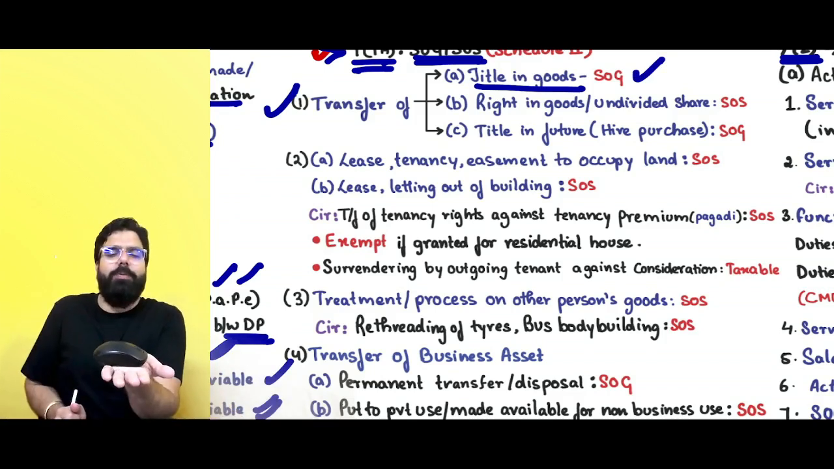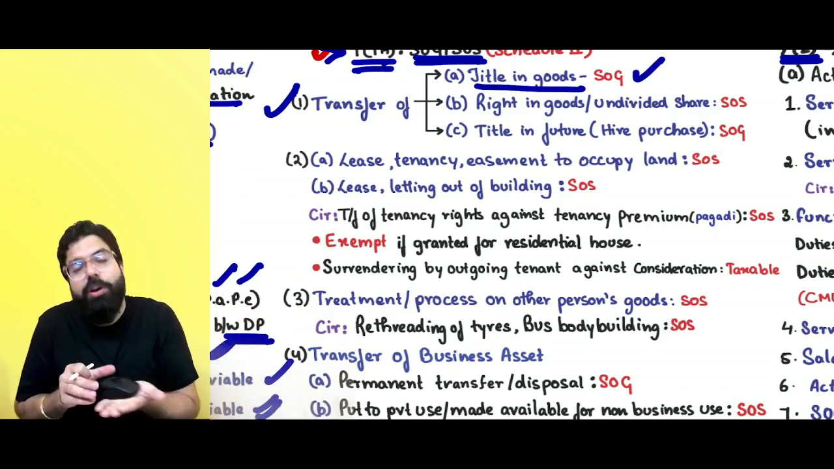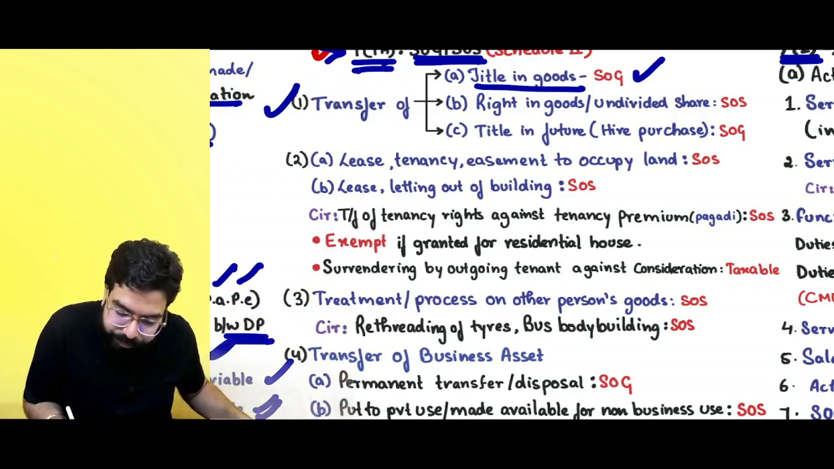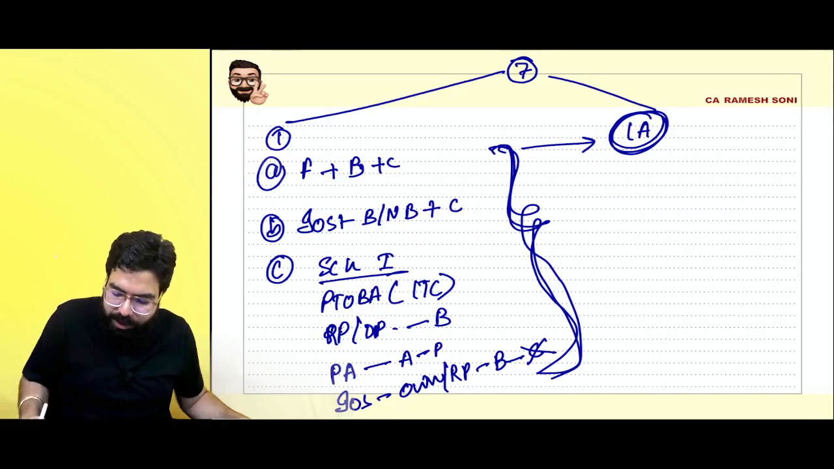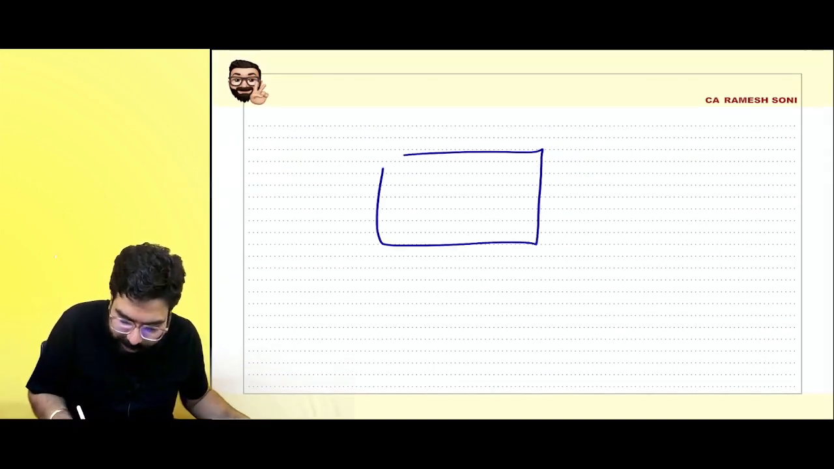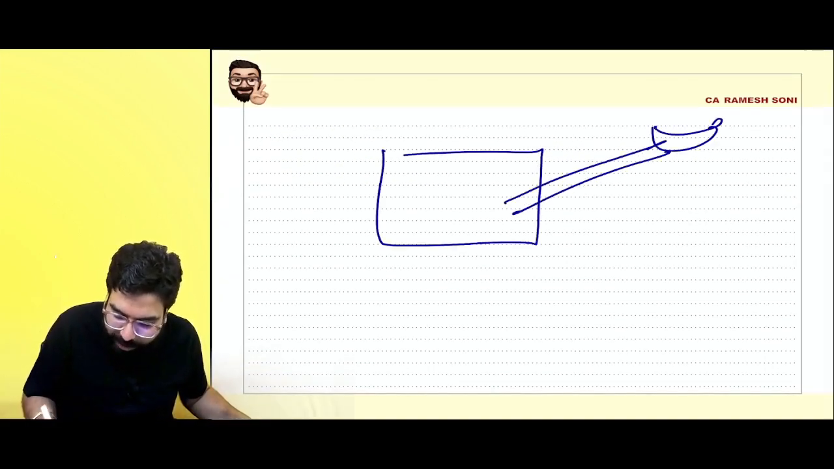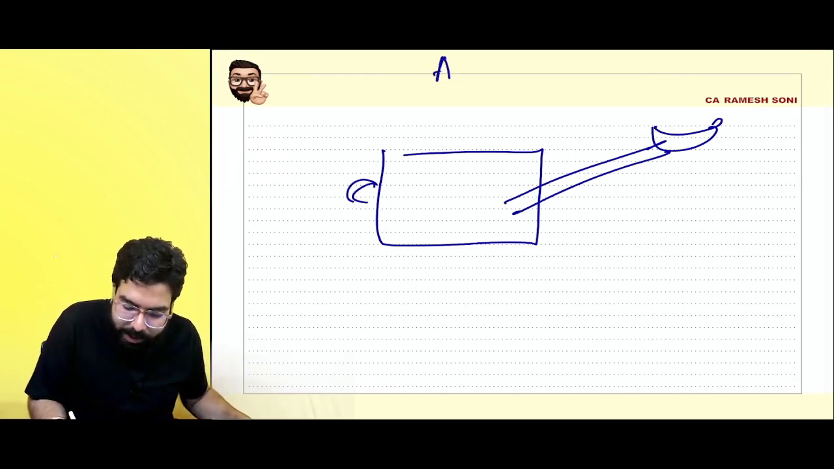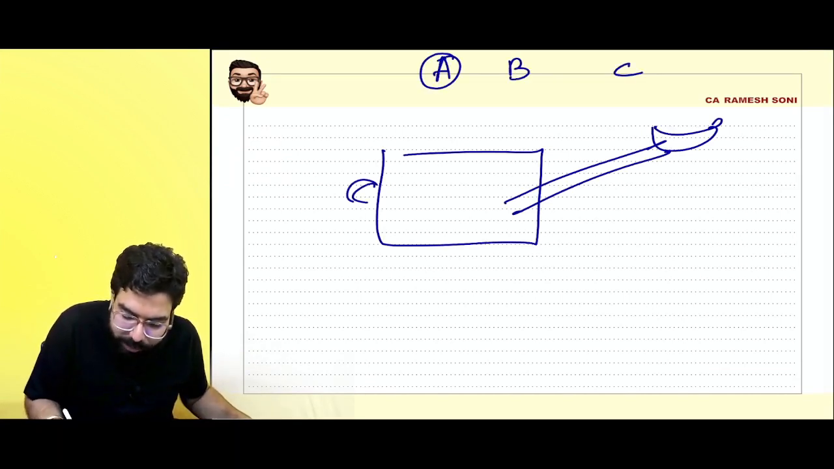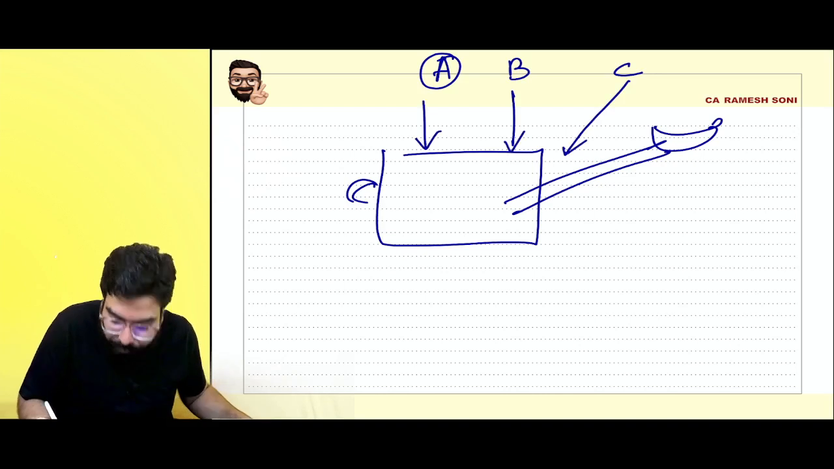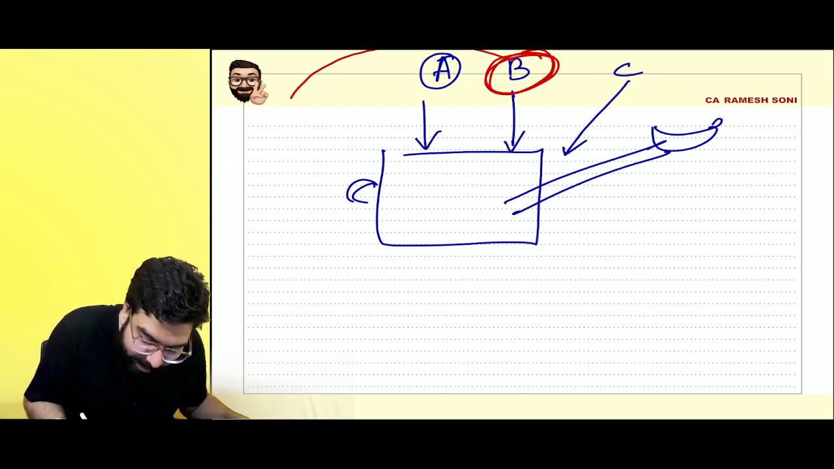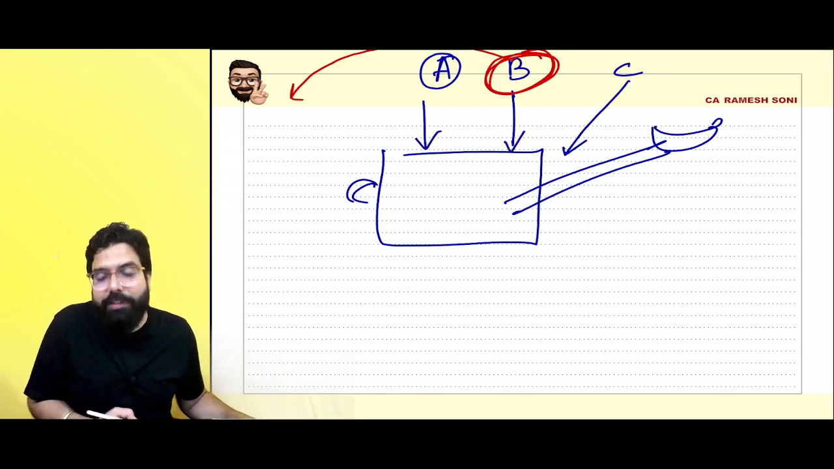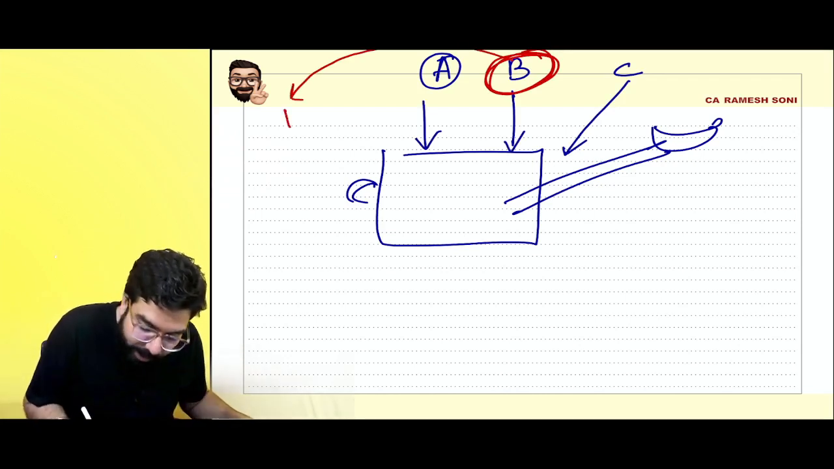I went ahead and transferred the ownership of my car to you. It is always a supply of goods. Transfer of right in goods or undivided share is always a supply of service. For an example, there is a JCB machine which belongs to 3 friends, A, B and C. All of them have right in the goods. For an example, B is leaving and D is coming in. So B went ahead and transferred his ownership in this JCB machine to D.